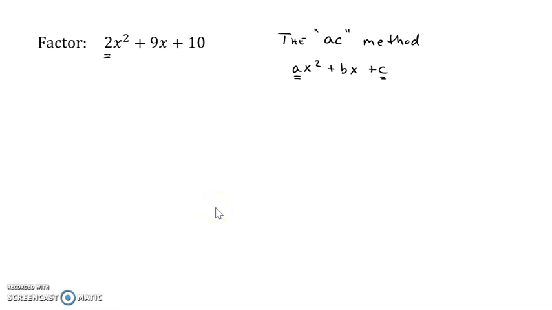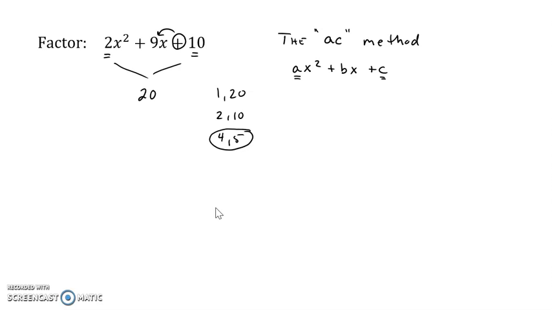So let's go ahead and multiply our a and c values. Right? 2 times 10 is going to give us 20. And we're going to do the same type of thing we did in our last examples. We're going to go ahead and factor the 20. So the things that multiply together to give us 20 would be 1 times 20, 2 times 10, or 4 times 5. And we want to pick the pair that's going to add up to give us that middle term, which in this case is a 9. So we're going to pick the 4 and the 5.